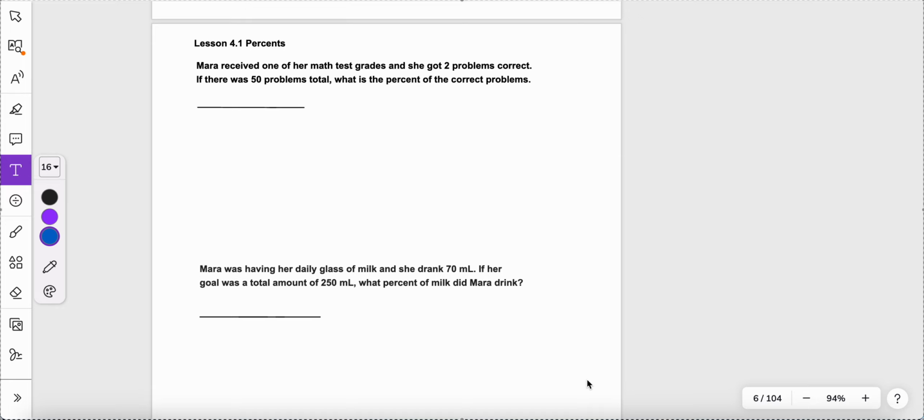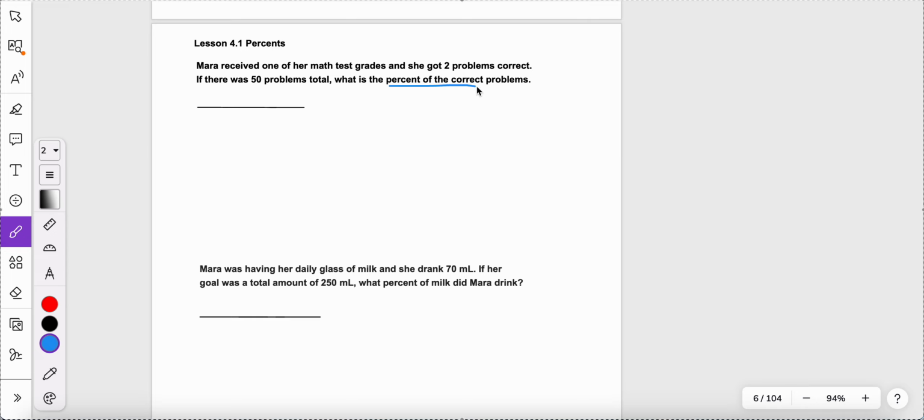So what we want to do is to solve this problem, I am going to use equivalent fractions because I think that's the best way to solve this problem instead of using multiplication. So what we are going to do is we want to find the percent of the correct problems. So we want to find the amount of problems correct over the total amount of problems. So that's going to be P over total.